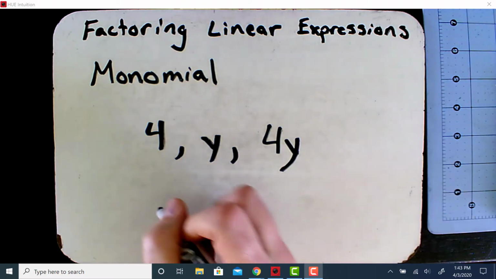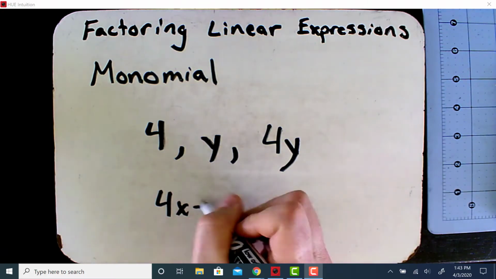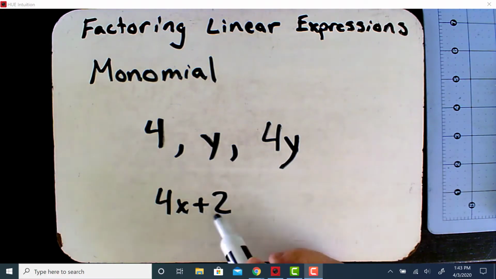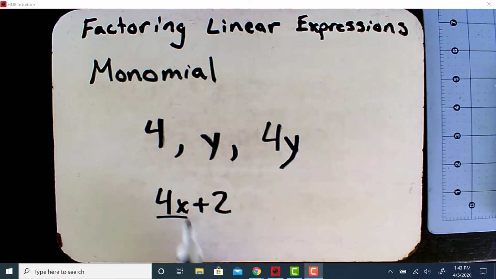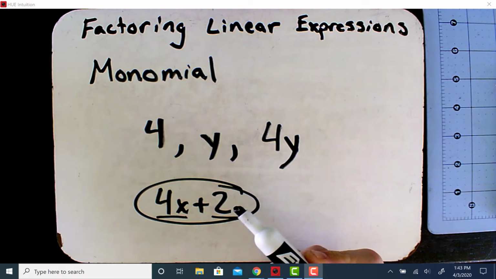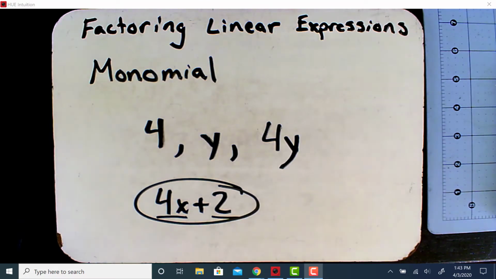So for example, if I had something like 4x plus 2, this is not a monomial. It's made up of two monomials. The 4x is a monomial and the 2 is a monomial, but the whole thing together is not a monomial. Okay, so hopefully you've got a pretty good understanding of what a monomial is.